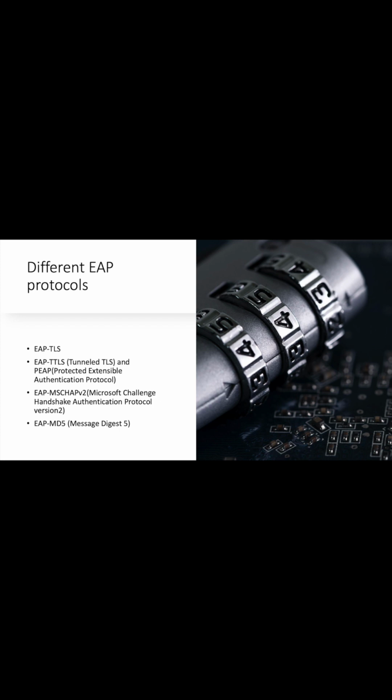EAP-MD5, Message Digest 5, is one of the least secure EAP methods. It doesn't provide strong protection against eavesdropping, and the authentication process is not as robust as those based on digital certificates. In summary, the security of EAP depends on the specific EAP method chosen and how it's implemented. EAP-TLS, which uses digital certificates, is considered one of the most secure EAP methods. Methods that rely on weaker authentication mechanisms like passwords are less secure. It's crucial to select the appropriate EAP method based on the security requirements of the network or system, as well as to properly configure and maintain it to mitigate potential security risks.